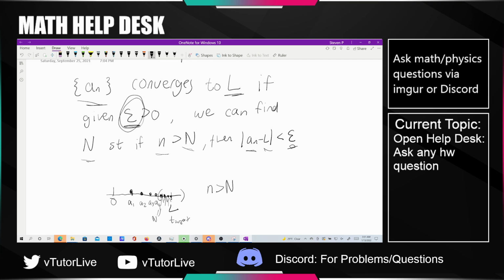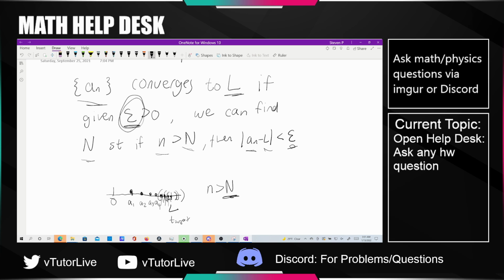And the idea is that as you choose smaller and smaller, arbitrarily small epsilon, you can always find some large enough n such that the entire rest of the sequence is inside the parentheses. That is the idea of convergence. It's sort of saying that the infinite tail of the sequence is arbitrarily close to L.